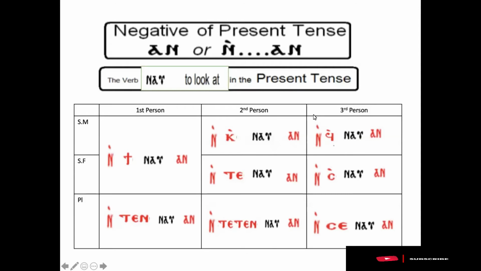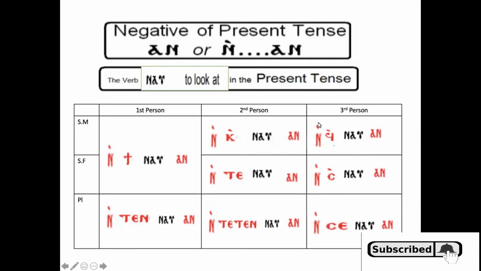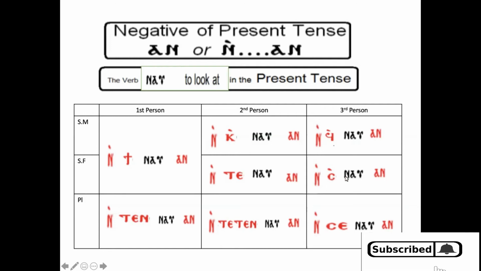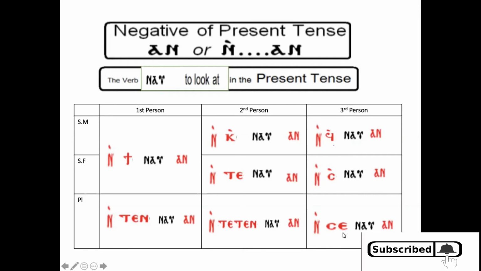And if I talk about someone else, singular masculine, I say he does not look at, I say in if nav on. If I say she does not look at, I say in ace nav on. And if I want to say they do not look at, I say in se nav on.